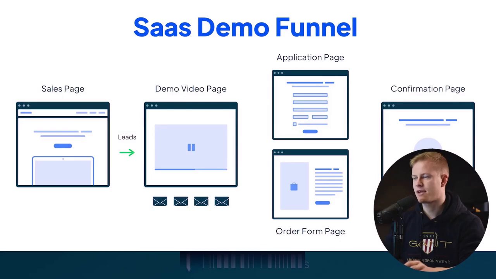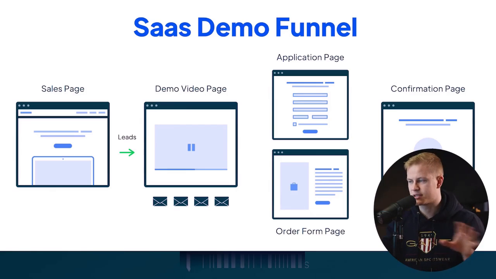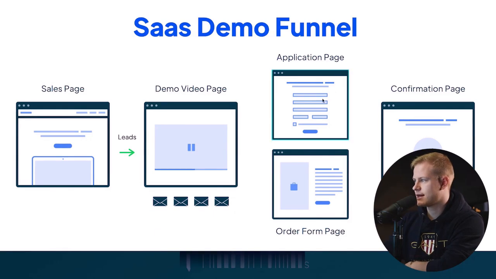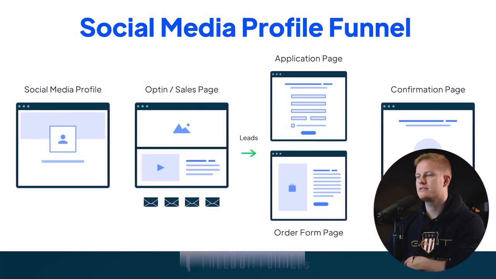SaaS demo, if you have a software or a client of yours has a software, you have a sales page for the software, all the benefits, the features, the results, and then you get emails as they go and watch the demo. That way you can follow up with them, as you can tell from here. And then we have application page or order form, depending on if it's high ticket or low ticket, and then confirmation.